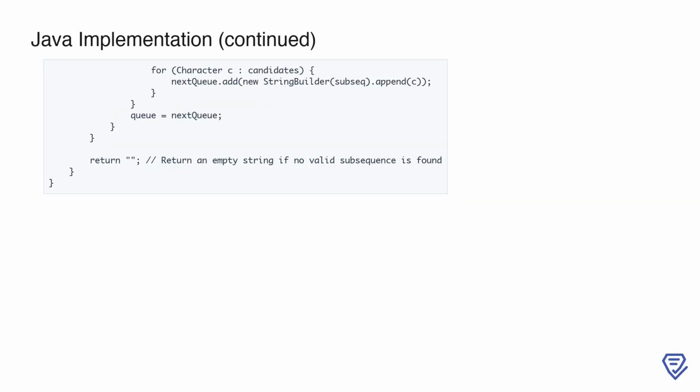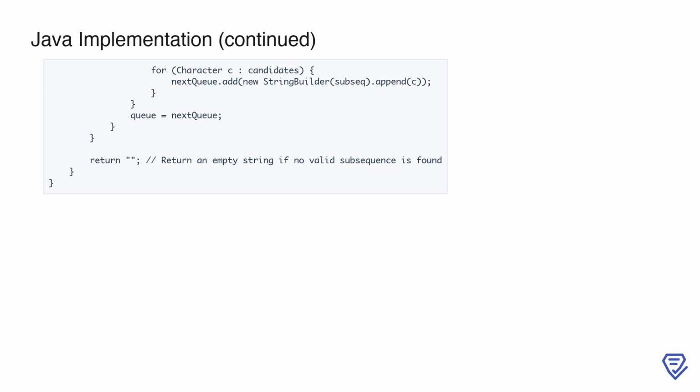If a subsequence is not valid, we proceed to generate longer subsequences by appending each candidate character to the current subsequence. This is done using a nested loop where each subsequence in the current queue is expanded by appending all possible candidates. These new subsequences are then added to the next queue for further processing. The process continues until the queue is empty, meaning all subsequences of the current length have been tested.